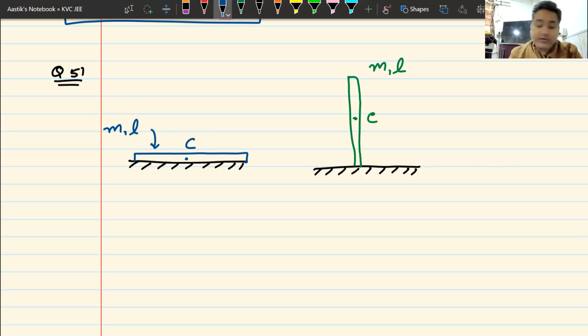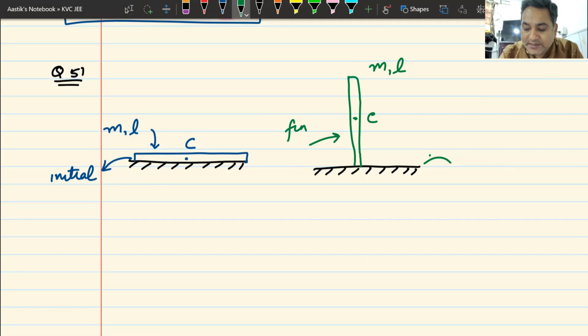So I have drawn two diagrams here. The blue diagram is the initial case, how the rod was kept, and the green diagram is the final case. This is the final case, how it is finally. We all understand this? Initial, final.